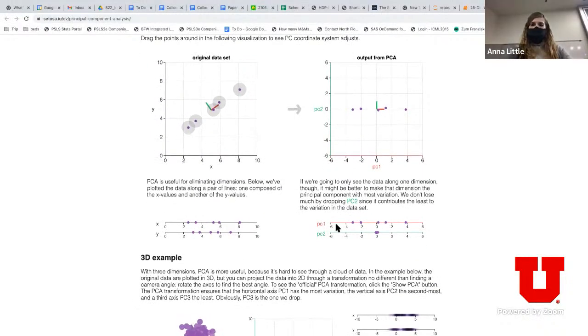The advantage of doing this is that now, if we look at the coordinates of these points in this representation, what do we see? This is the values along the first axis, which we're calling PC1, and these are the values along the second axis. So what happened there?